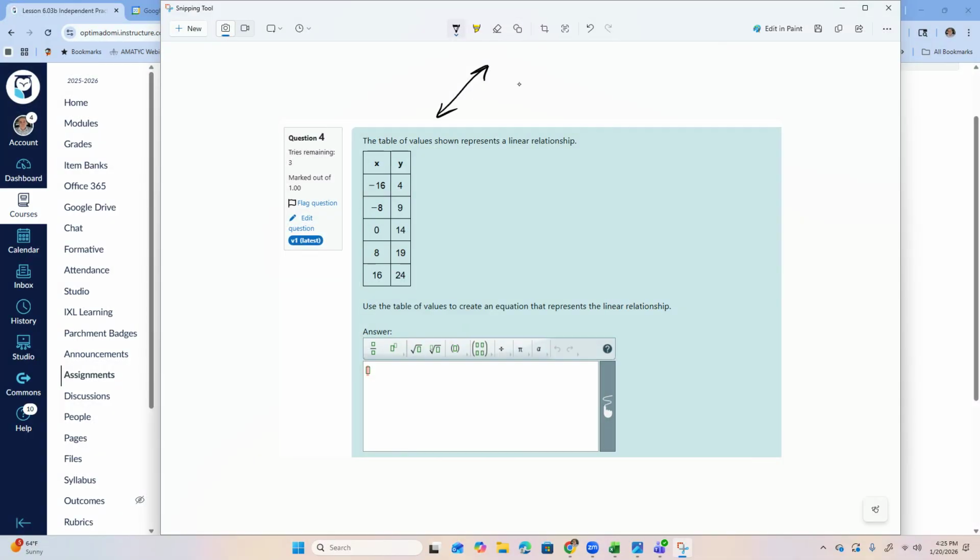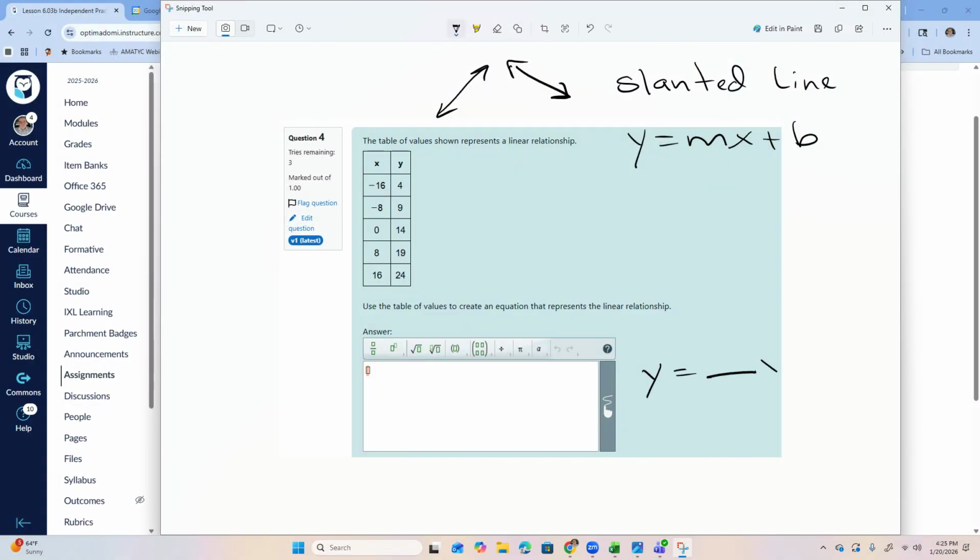We're working with slanted lines. The lines I drew are called slanted lines. And for a slanted line, the equation always looks like this: y equals mx plus b. So what you're trying to do is find the equation that will make this table. The equation is going to look like this.